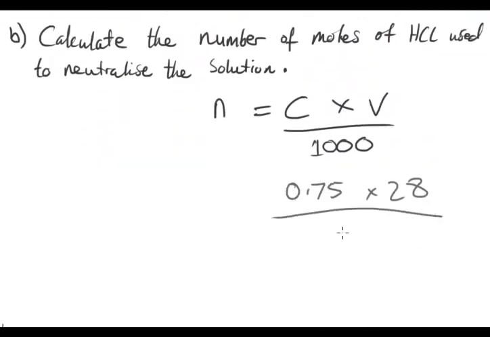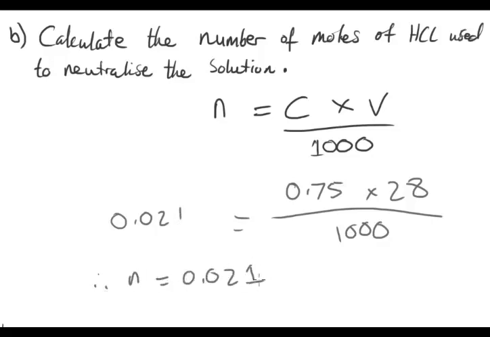And we divide that by 1000. If we do that, what we get is 0.75 times 28 divided by 1000. We get 0.021. So therefore n equals 0.021.